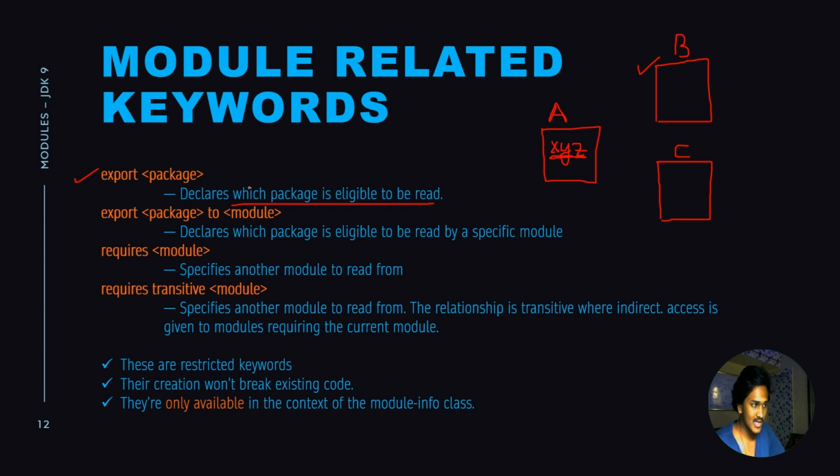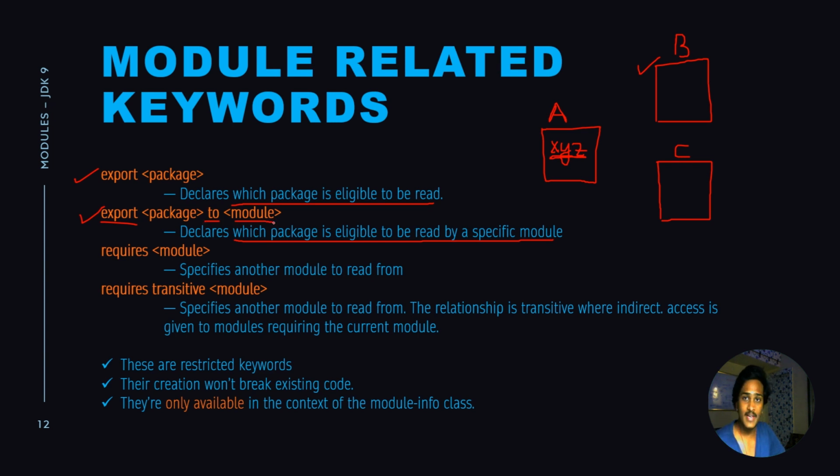Now this one, export package to a specific module. This declares that the package is eligible to be read by a specific module only. Let's say I want XYZ to be accessible only to module B and not module C. In that case, I can declare that you should export package XYZ to module B only.